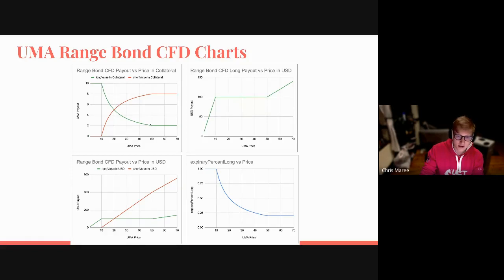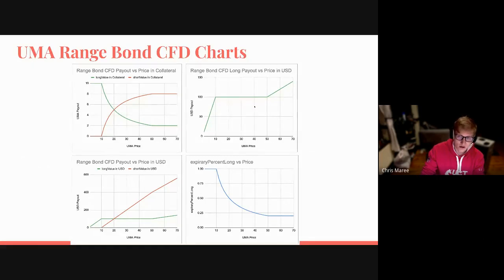And equally, when we hit the upper bound of 50, the minimum UMA that the long side will get is 2, right? So basically, this is the payout graph that they're expecting, and this is how much collateral is shifting between the long and the short side as a function of the price. This plot is the same as this plot, just including the short side.